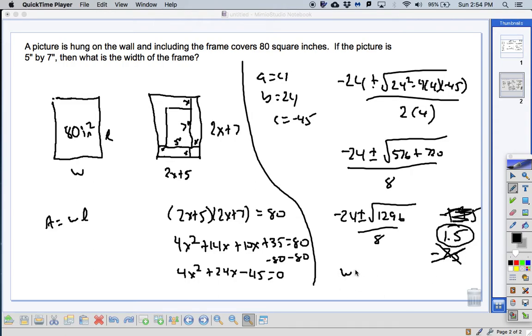So our width of the picture frame is 1.5 inches. Okay, so it's 1.5 inches all the way around. Our 5x7 frame will give us a total of 80 inches squared.